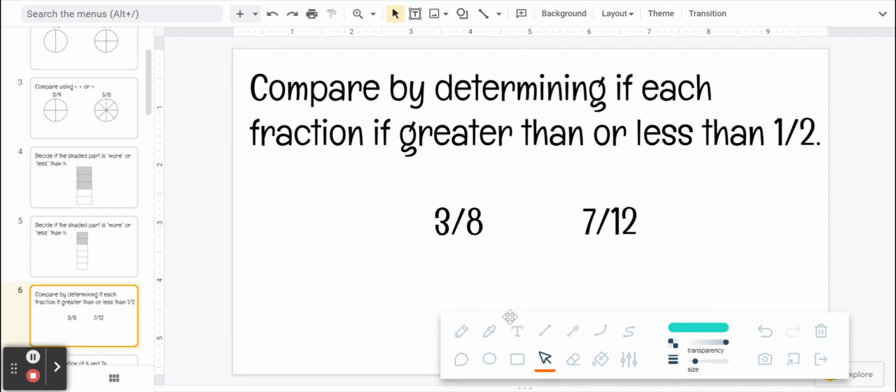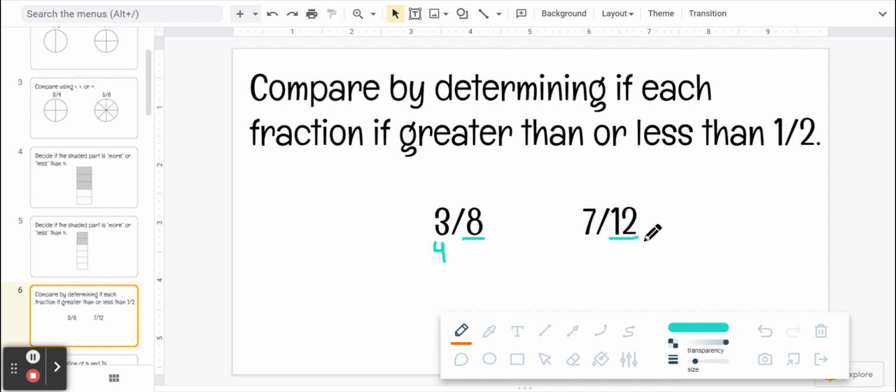All right, sometimes we don't have any picture at all. The easiest way is to kind of look at both fractions and compare each fraction to half. So if we have 8 of something, half of 8 would be 4. But this 3 is less than 4, so this fraction here is less than a half.